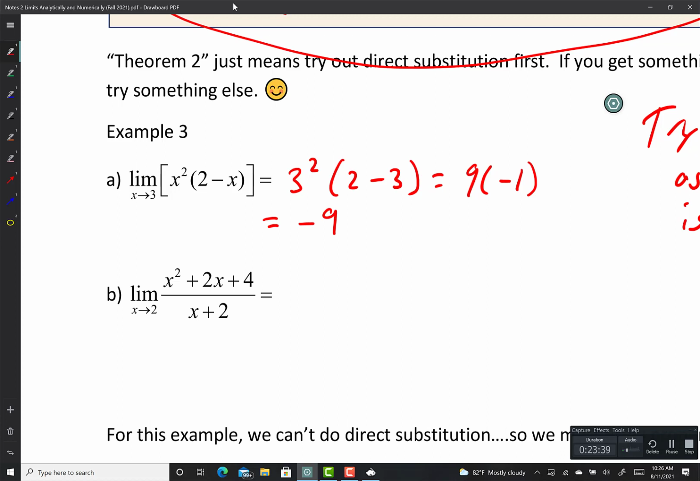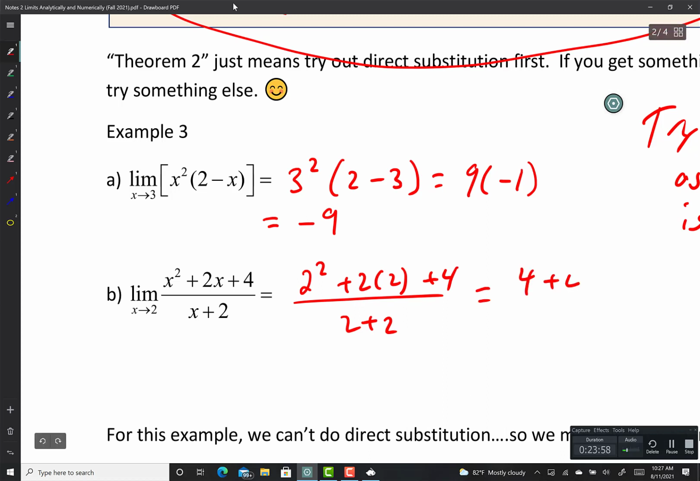Look at letter B. As long as I don't get a 0 in the denominator, can I do direct substitution? Yes. Let's do direct substitution. 2 squared plus 2 times 2 plus 4, over 2 plus 2. And let's see what we get. 2 squared is 4. 2 times 2 is 4. And then plus another 4. All divided by 4. 3.